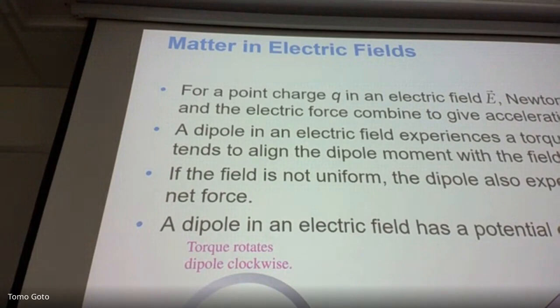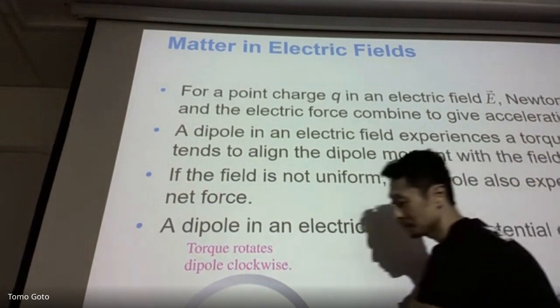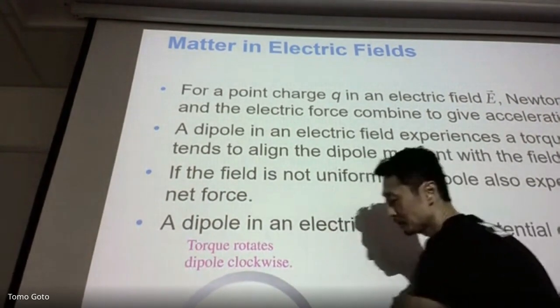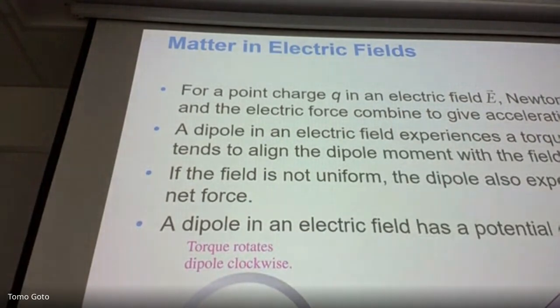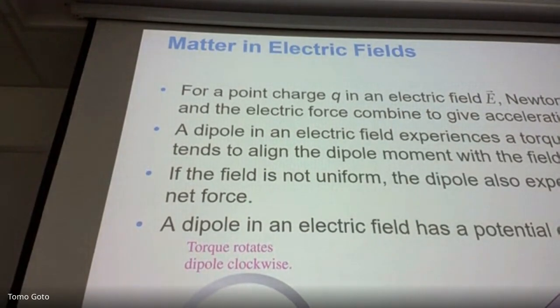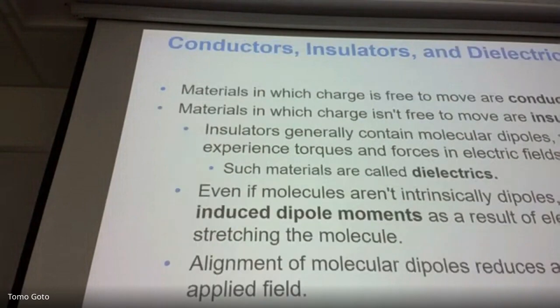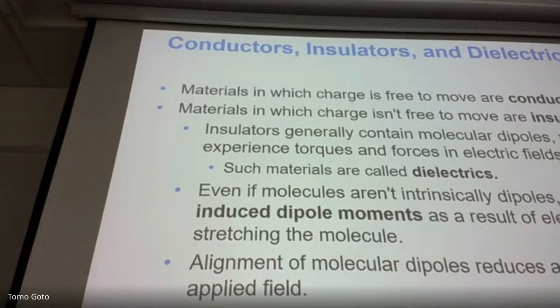P is the dipole moment, if you remember, right? Dipole moment is the distance times charge Q. So distance times Q, and then E. Also, for a dipole in an electric field, the potential energy is minus P dot E, because it's potential energy, right? If you're holding this when you try to rotate, that's the potential energy in this amount.